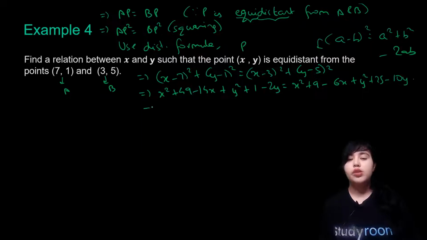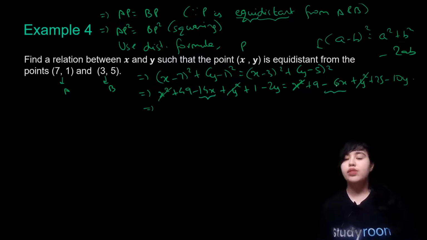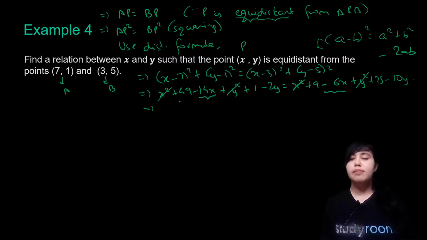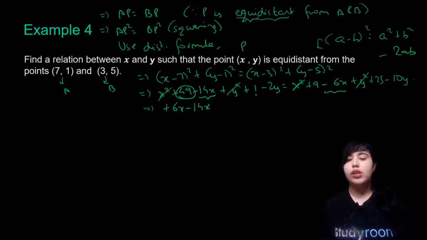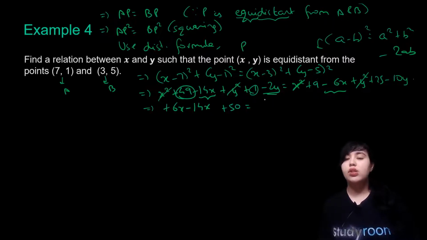Now see what all terms you can cancel. We can cancel x square from here, x square from here. Then we can cancel y square from here, y square from here. Collect the x terms. So I'm having minus 14x over here. Let me shift this minus 6x on the LHS. So minus 6x will become plus 6x, minus 14x. Okay. Then what about the constant terms? Here we are having 49 plus 1. So that is 50. Let me shift this minus 2y also on the RHS. So it will become 2y. So 2y minus 10y will become minus 8y over here. And add the constants over here, 9 and 25, which is nothing but 34.